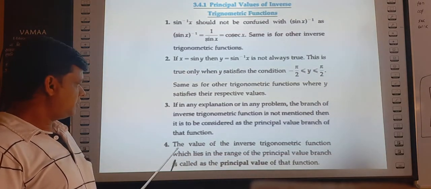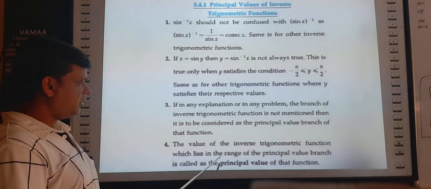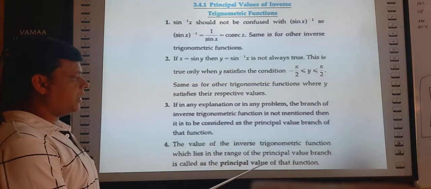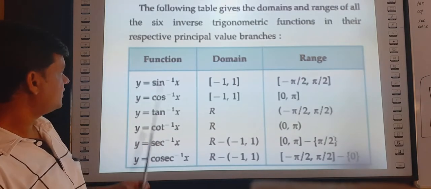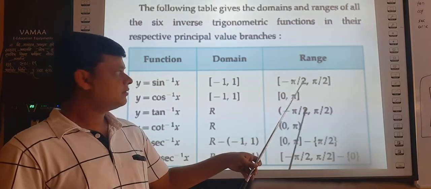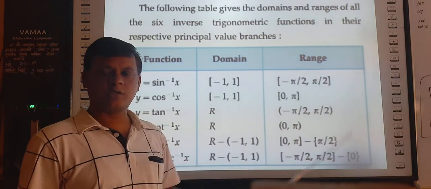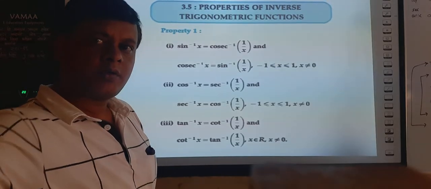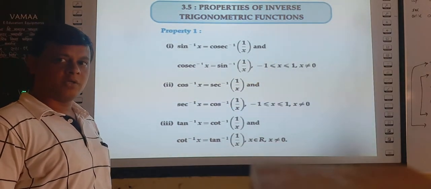The value of an inverse trigonometric function which lies in the range of the principal value branch is called the principal value of that function. Means if we consider the sin inverse x function, then the closed interval minus pi by 2 to plus pi by 2 is its principal branch value. Now the next topic is properties of inverse trigonometric functions.